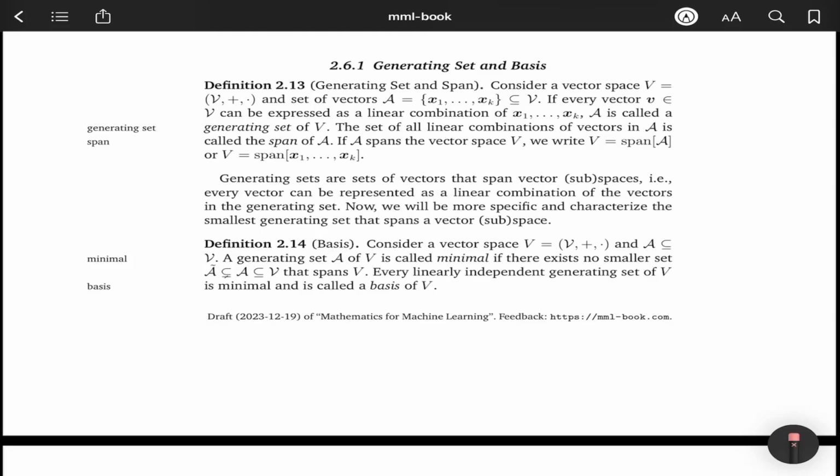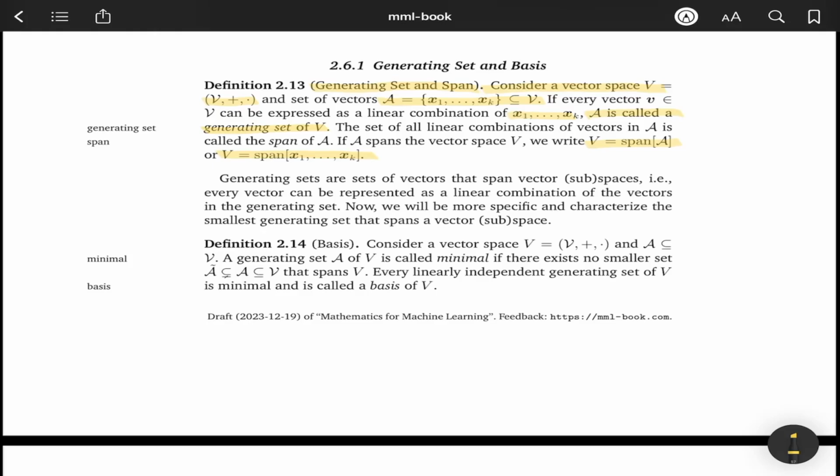Generating set and basis. Definition: generating set and span. Consider a vector space V and a set A, where we have A as a subset of the vectors. Yeah, I don't know. Cursive V. If every vector can be expressed as a linear combination of x1 to xk, A is called a generating set of V. The set of all linear combinations of vectors in A is called the span of A. If A spans the vector space V, we write V equals the span of A, or V equals the span of the vectors x1 to xk.